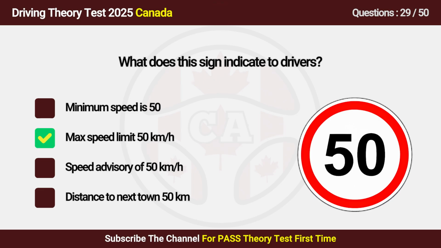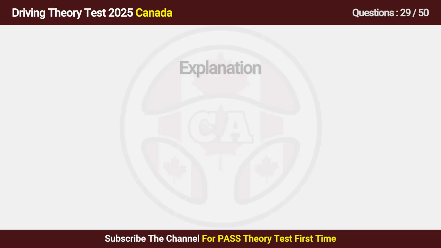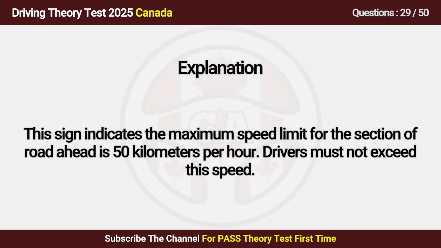Answer is B. Max speed limit 50. This sign indicates the maximum speed limit for the section of road ahead is 50 km per hour. Drivers must not exceed this speed.